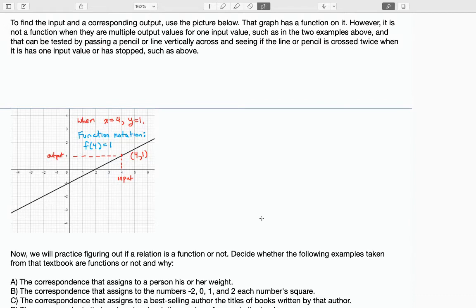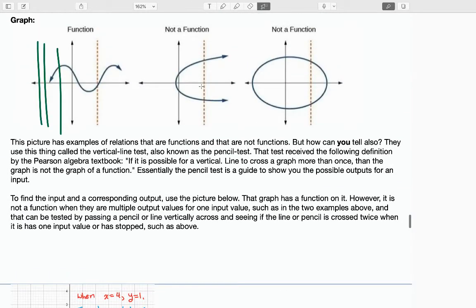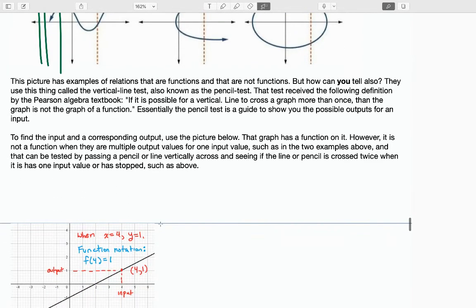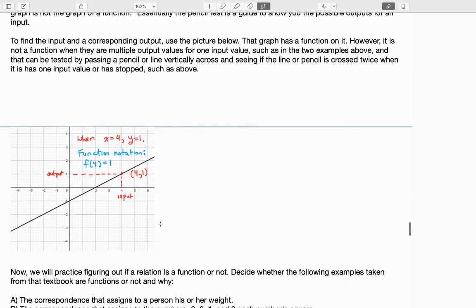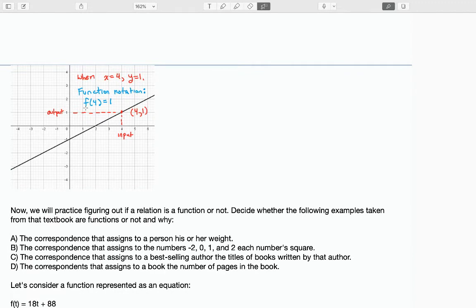So, to find the input and the corresponding output, use the picture below. The graph has a function on it. However, it is not a function when there are multiple output values for one input value, such as in the two examples above, these two. And that can be tested by passing a pencil or line vertically across and seeing if the line or pencil is crossed twice for one input value, just such as above.